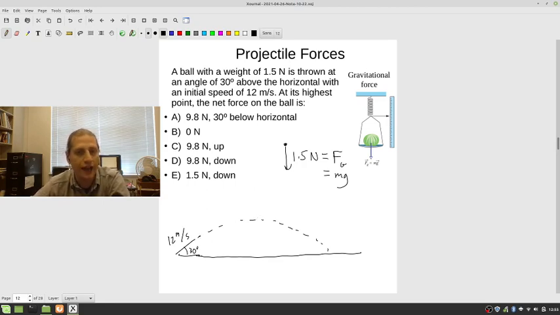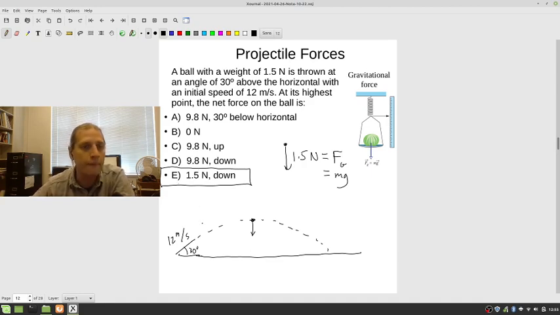What force is acting on the ball all through its projectile motion? In fact, there's only one. It is just the force of gravity. So at the very top, it continues to be pulled on by the force of gravity. And so the force of gravity that is pulling on it is that 1.5 newtons, pulling down. So there we go. I know that 9.8 looks pretty tempting.